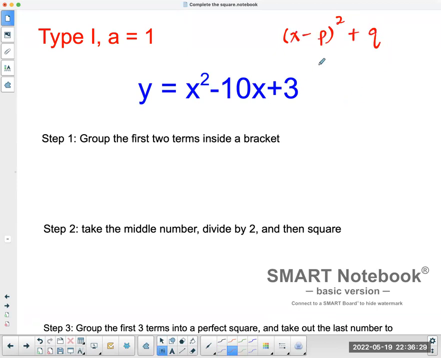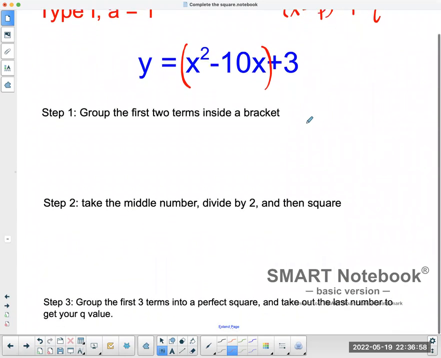So we want to create this bracket. Step one, group the first two terms inside the bracket. We want to leave the plus 3 on the outside because that's going to form our new q. So the first step, we bracket off the first two terms, and you get y equals bracket x squared minus 10x bracket plus 3. And that's it. That's your first step.